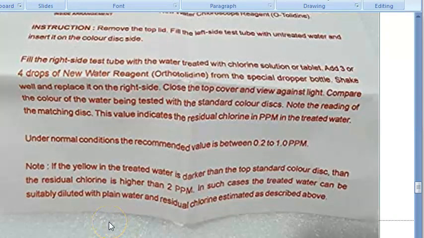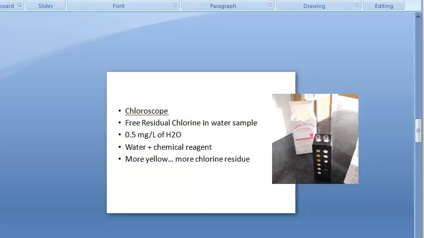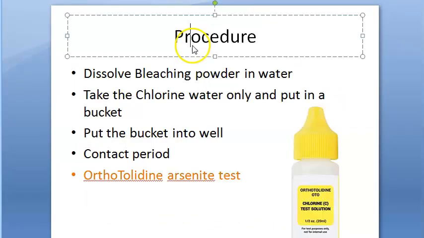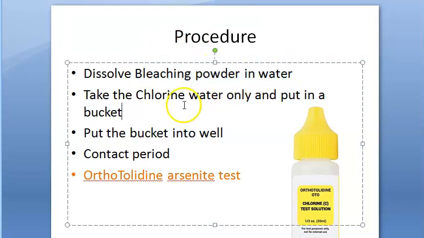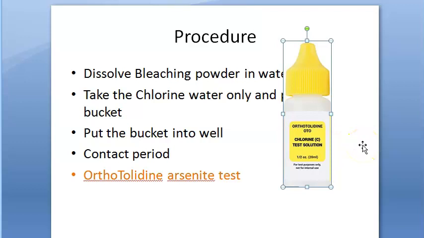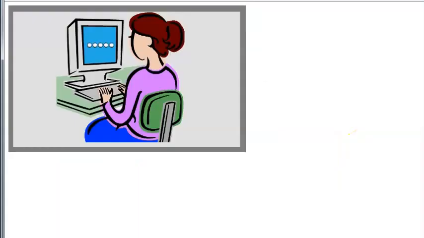And here they are saying if the yellow is darker than the top standard color disc, then the residual chlorine is higher than 2 parts per million. So this chloroscope is nothing but using ortho toluidine reagent, same thing only. If you remember in the Horrocks apparatus video, we have already seen this. You calculate the amount of bleaching powder, put it in the water, and after the contact period, you do the ortho toluidine arsenite test. So you can use a chloroscope if you want to determine the color. As simple as that, guys. So we are done with chloroscope. Bye bye.